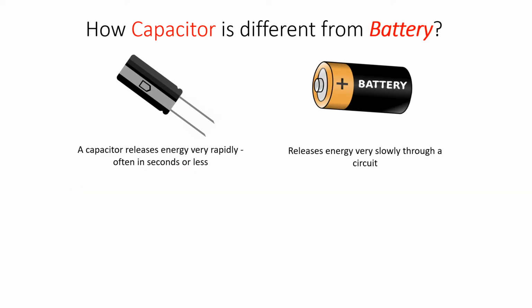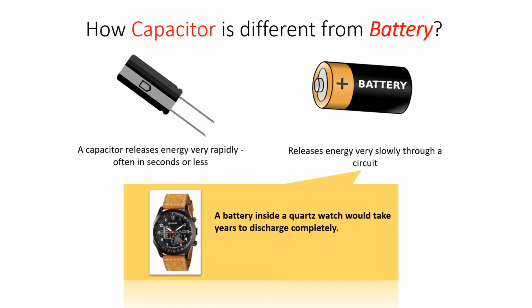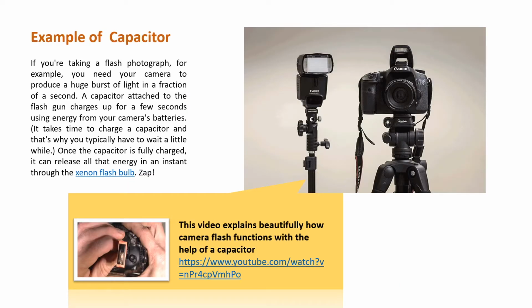The second difference between a capacitor and a battery is that a capacitor releases energy very rapidly, often in seconds or less. However, a battery releases energy very slowly through a circuit, and a good example would be a battery inside a quartz watch. It would take years to discharge completely. A good example of a capacitor would be a flash photograph.